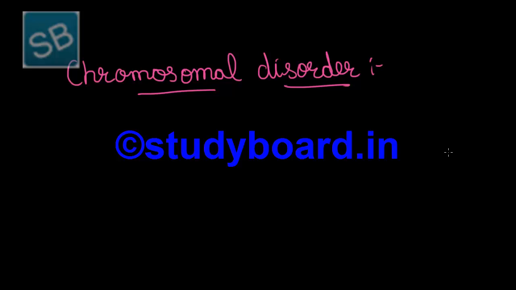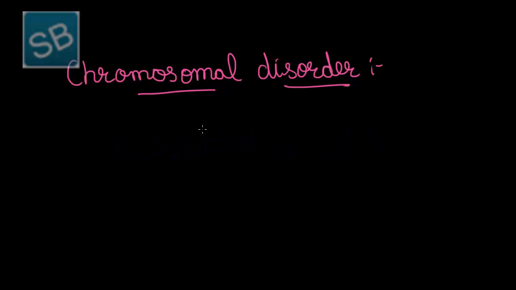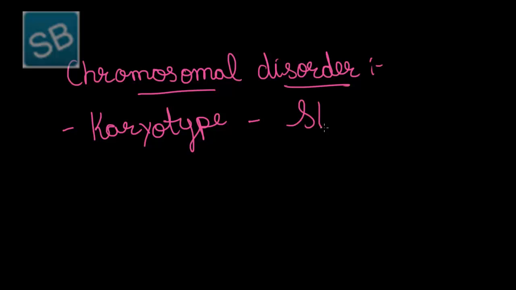Now we'll start with the study of the third and last type of genetic disorder, that is chromosomal disorder. But before understanding the chromosomal disorder, it is necessary to understand one term, that is karyotype. Now, what does the term mean? Karyotype is defined as the study of human chromosomes.